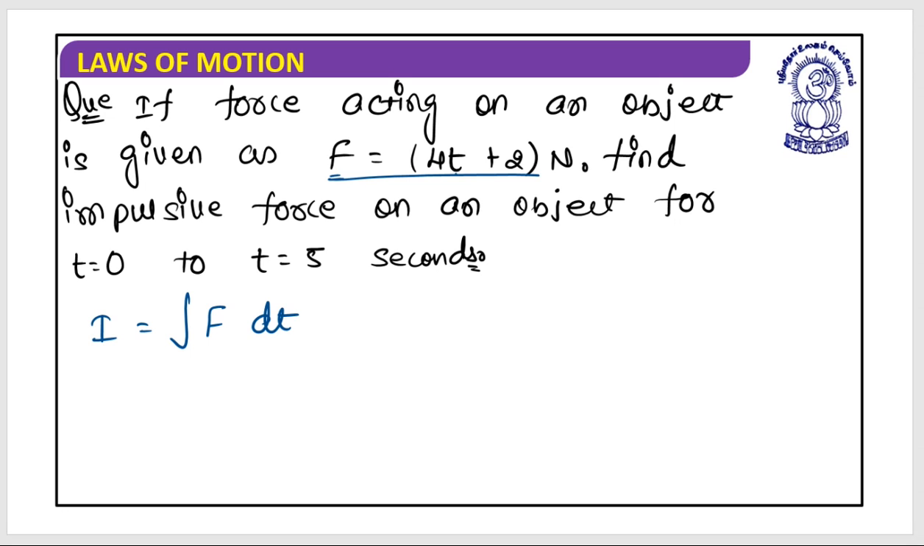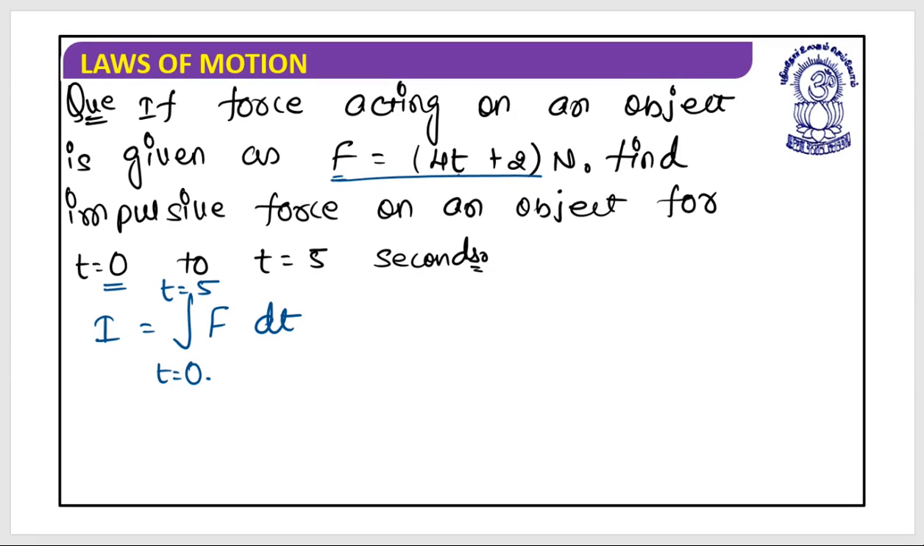Is it clear? And you need to integrate this from t equals 0 to t equals 5 seconds. So you need to integrate this force from t equals 0 to t equals 5 seconds. So let's integrate this. It's an integration of 4t plus 2 dt from t equals 0 to t equals 5.